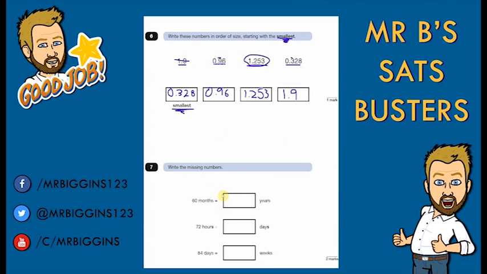Question 7, we have to write in the missing numbers, and this means we need to know how many months are in a year, how many hours in a day, and how many days are in a week. So we know that there are 12 months in a year. So what we have to do is find out how many 12s are in 60. So we do 60 divided by 12. If you know our 12 times table, that'll be easy. We have it as 5. If you don't, you might need to do some short division, but I would really suggest, as I do with all my papers in maths, learn your times tables.